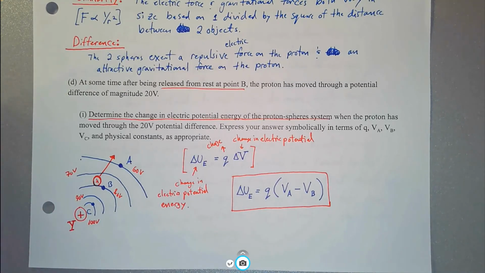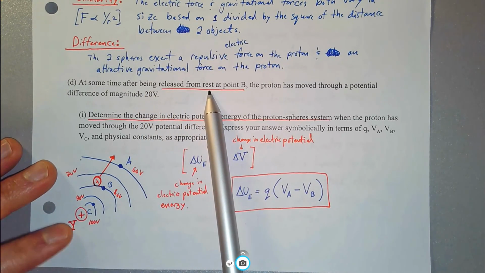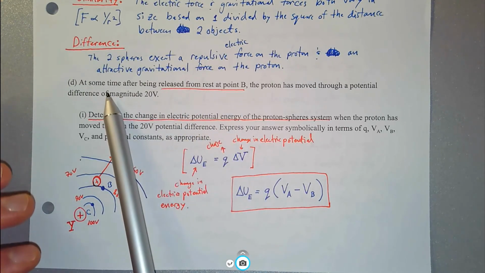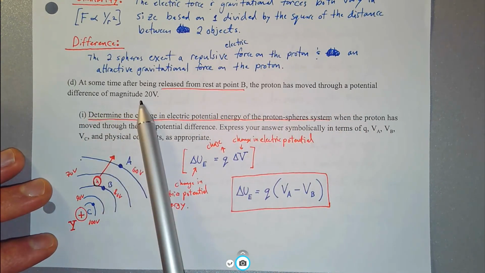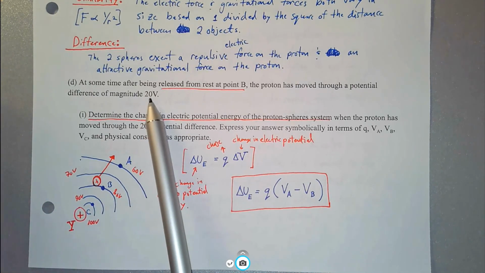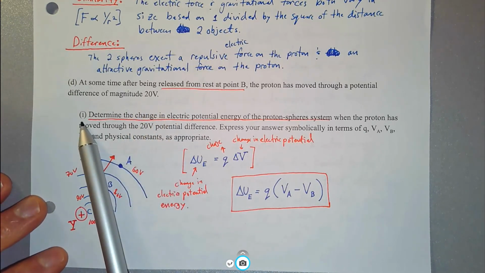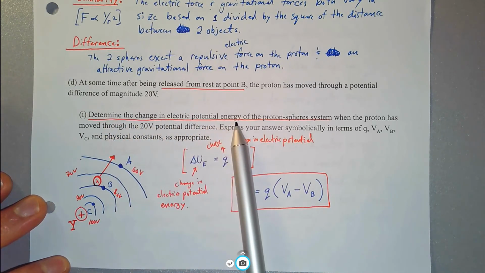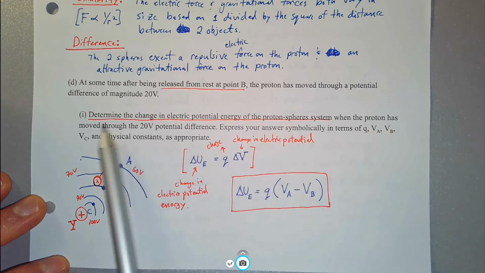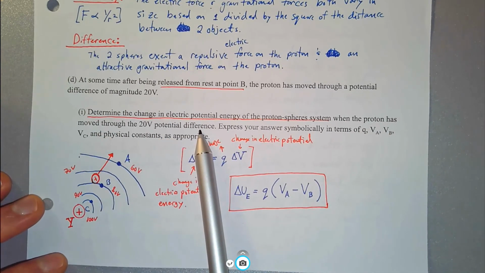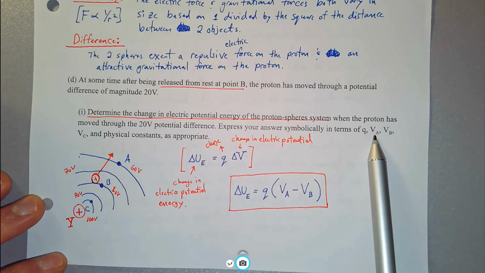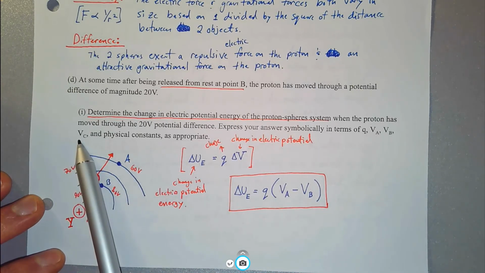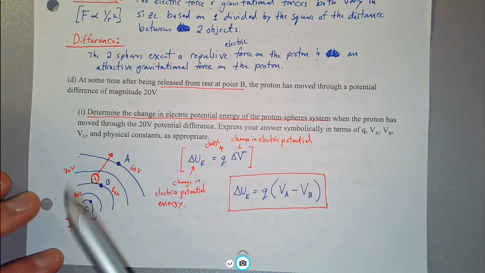Part D says that at some time after being released from rest at point B, the proton is moved through a potential difference of magnitude 20 volts. So they don't tell us whether the voltage went up by 20 volts or went down by 20 volts. It just says that's the amount of change, not the direction of change. Part 1 asks us to determine the change in electric potential energy of the proton-sphere system when the proton is moved through the 20 volt potential difference, whether positive or negative. Express your answer symbolically in terms of Q, the charge on the proton, the electric potential at position A, the electric potential at position B, or VC, the electric potential at position C, and physical constants as appropriate.